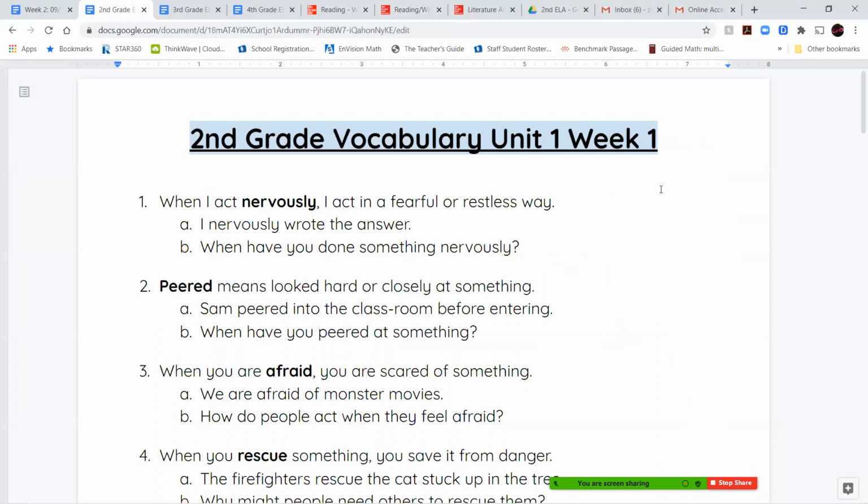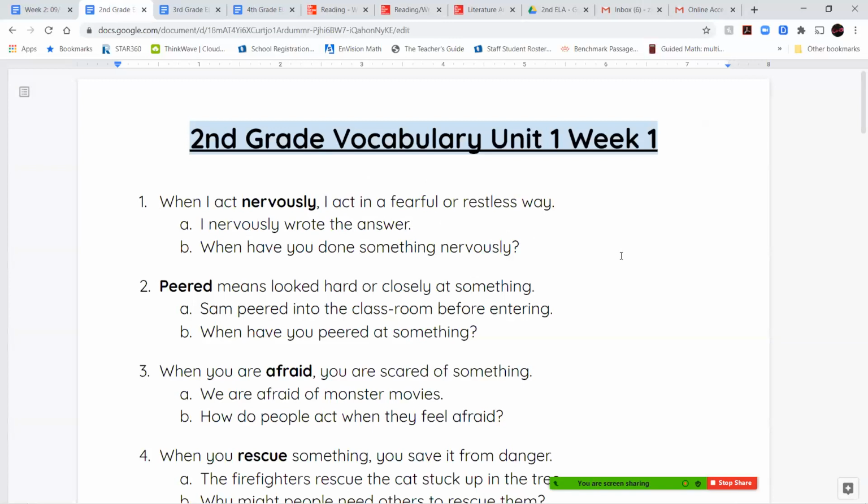So your vocabulary is going to look like this. The first line will explain the meaning of the word. Under it, we'll be using the word in a sentence, and under that, for part B, we'll be using the word in a question. So you're going to see the meaning of the word first, an example sentence, and an example question for each one of your words.